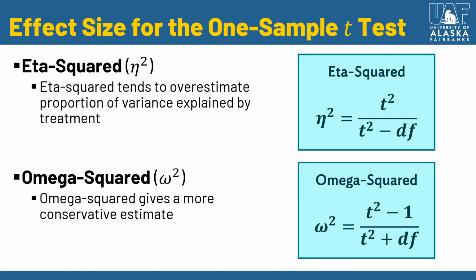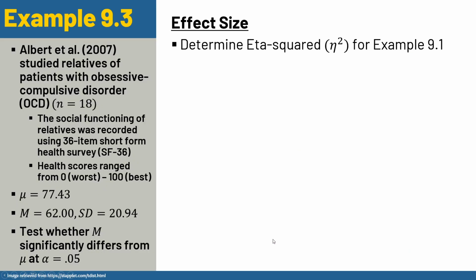Two basic ways to measure this are eta-squared and omega-squared. Very similar, it's just one is more conservative than the other. Eta-squared tends to overestimate, so omega-squared is more conservative, and that leans towards underestimating rather than overestimating, which is probably ideal. You can see here the formula is very similar, just slightly different in their computation.